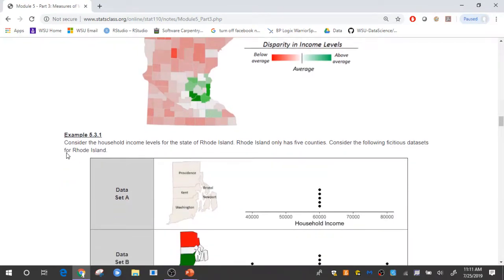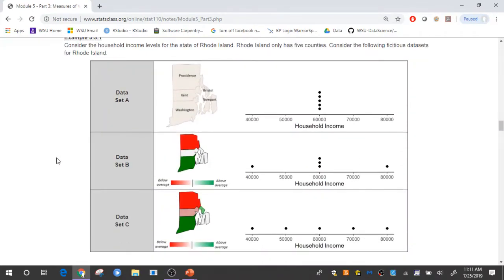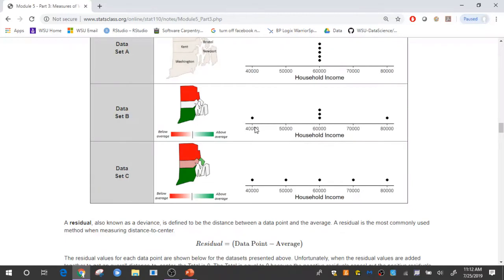Now for our discussion here, instead of working with Minnesota, I'm going to work with Rhode Island, and Rhode Island only has 5 counties. And instead of using their real data, I just made up 3 different situations for fictitious data for Rhode Island. So situation A, or data set A, has income levels that are all the same. Suppose all 5 counties had income levels right at 60,000. Data set B had income levels at 60,000 for 3 of the counties, but then I have one county at 40,000 and one county at 80,000. And data set C has one county each at 40, 50, 60, 70, and 80,000.